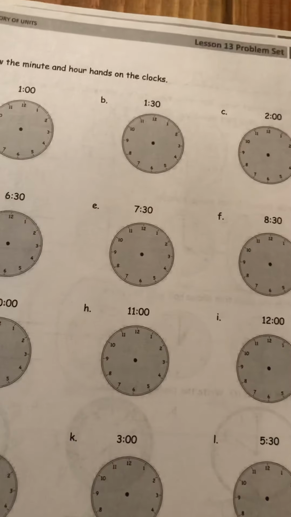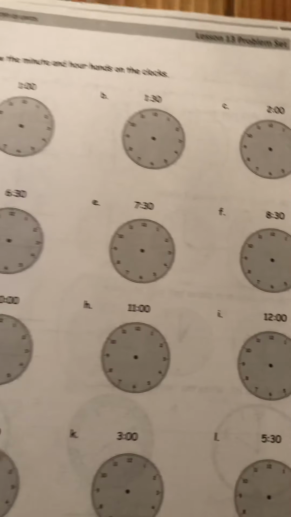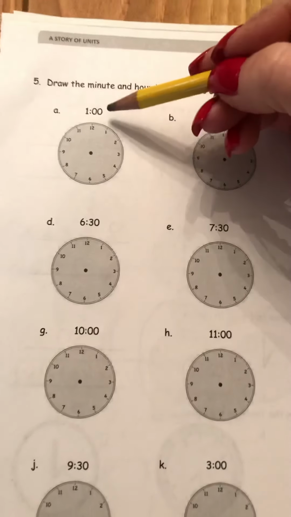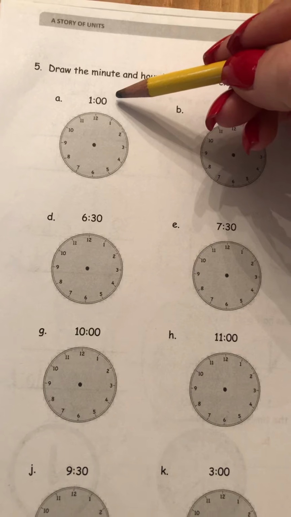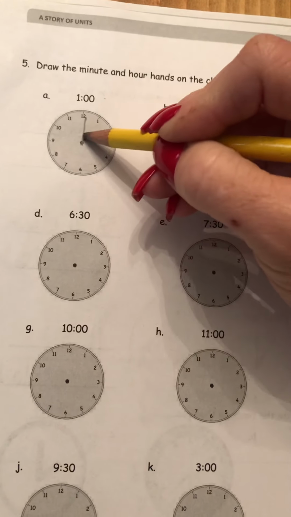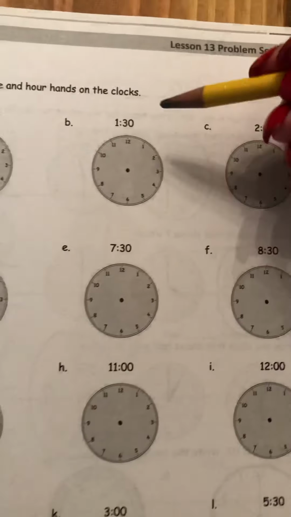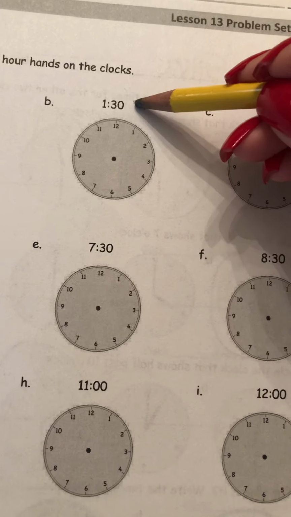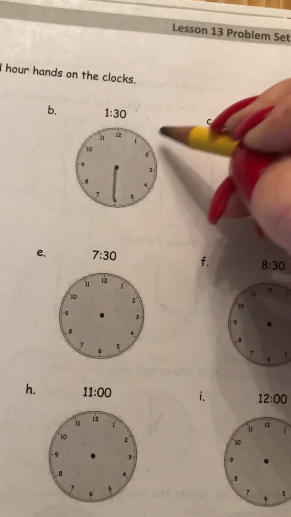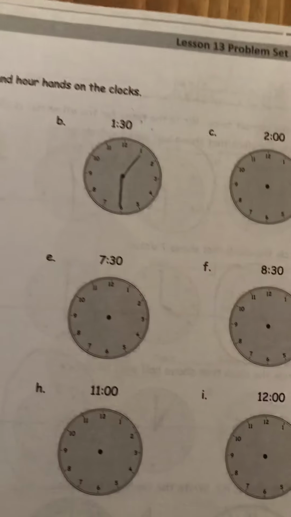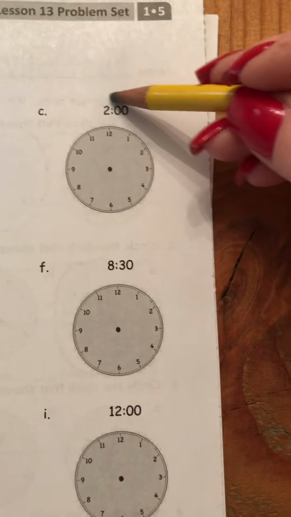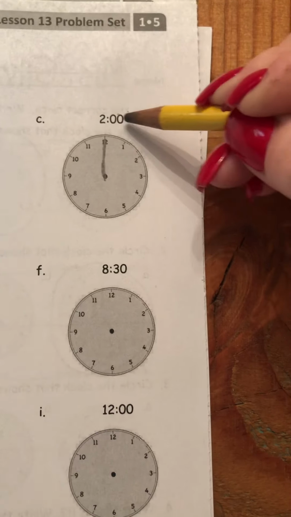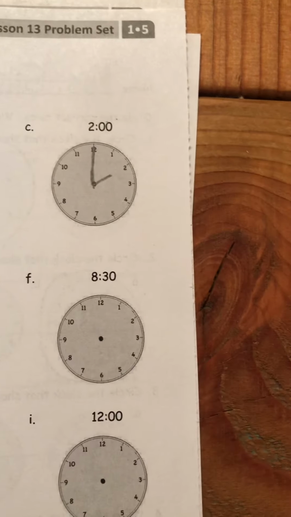We're going to draw the minute and the hour hands on the clock. Remember, the minute hand is long and the hour hand is short. So the first one says 1 o'clock. That means our long hand goes to the 12 and our short hand goes to the 1. 1:30. Where does our minute hand point to when it's 30? Good, it points to the 6. And our hour hand points just a little past the 1. If it's 2 o'clock, our long hand, our minute hand will point at the 12, and our short hand will point at the 2.